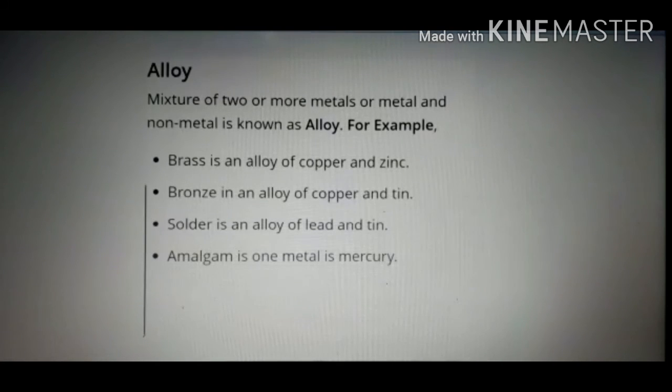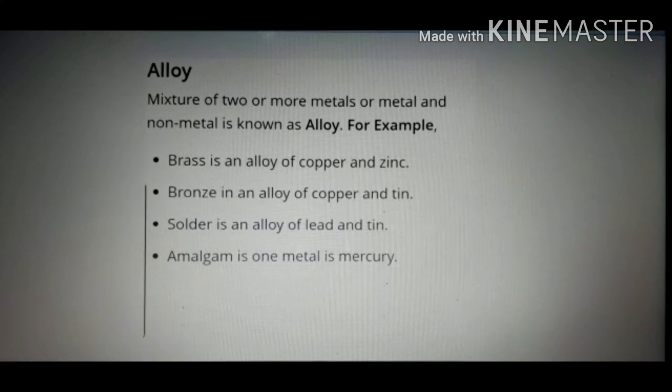Next we are going to see alloys. An alloy is a mixture of two or more metals, or metals and non-metals. For example, brass is an alloy of copper and zinc. Bronze is an alloy of copper and tin, and solder is an alloy of lead and tin. In an amalgam, one of the metals is mercury. These are alloys. Alloys are mixtures of two or more metals, or metals and non-metals.